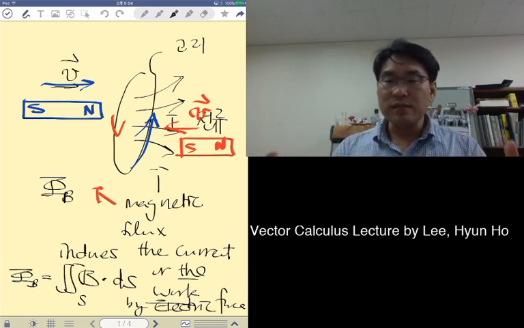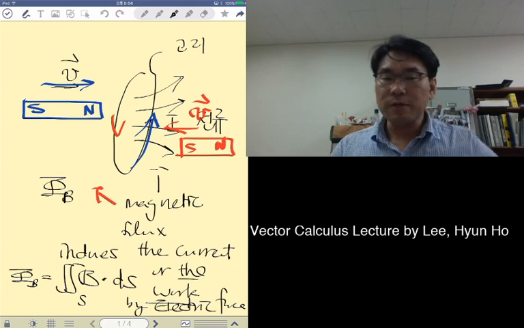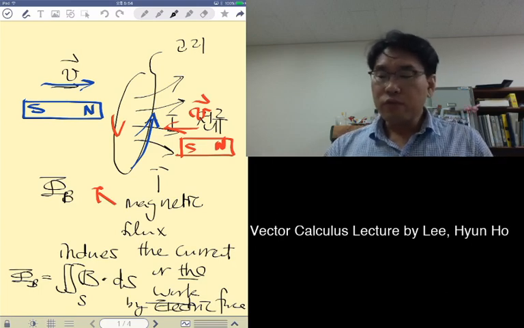The experiment itself shows in the picture that when you move the mechanism here, then this mechanism itself has this magnetic flux.